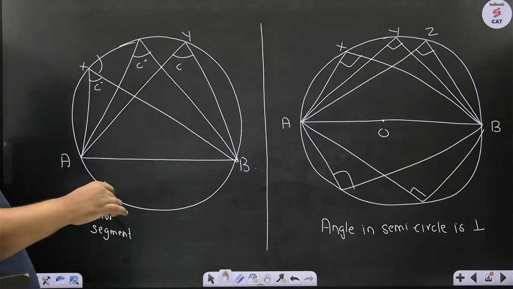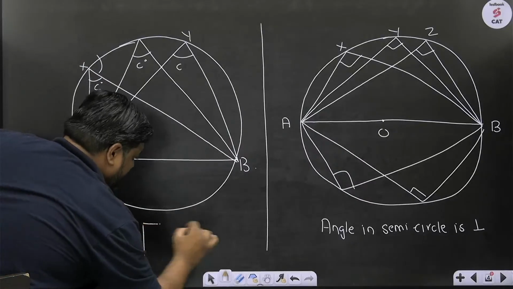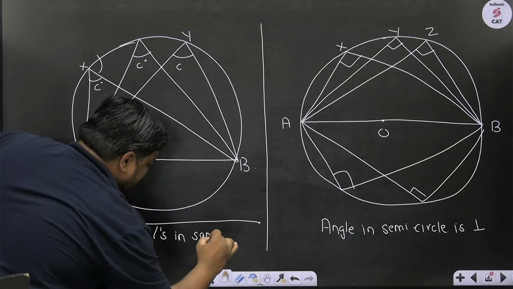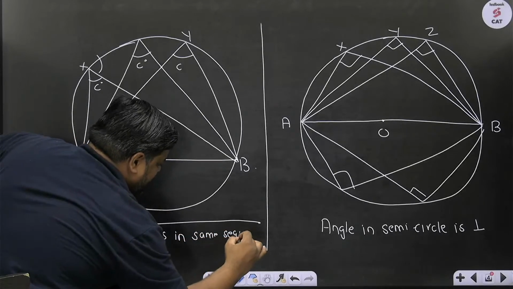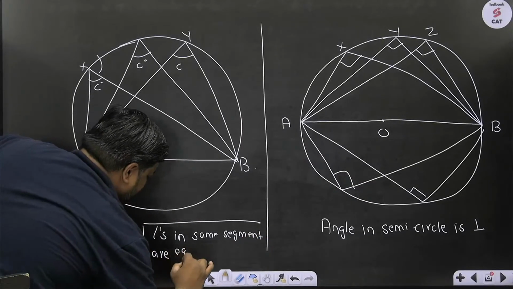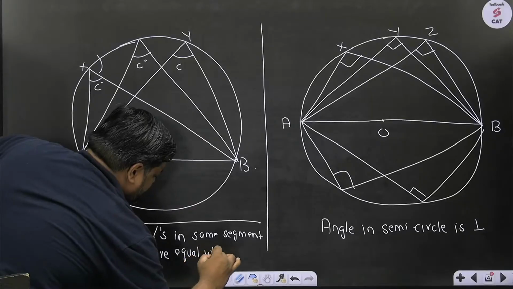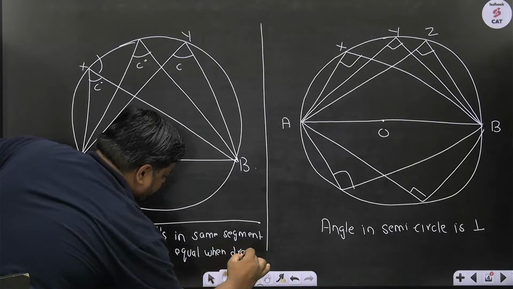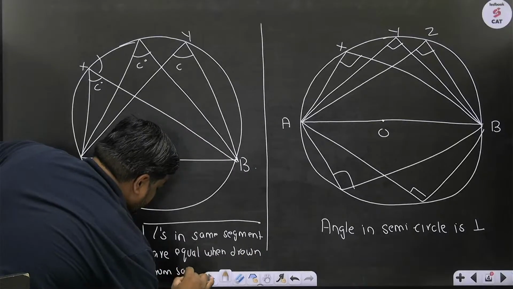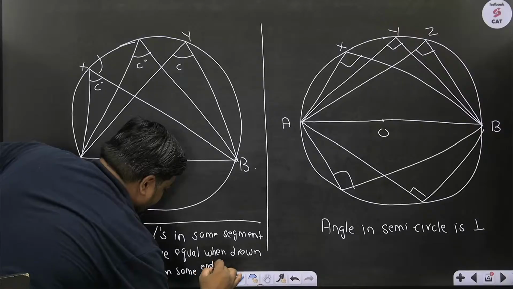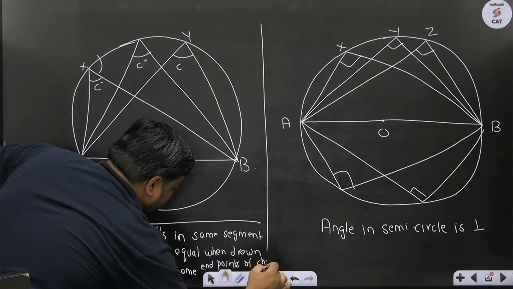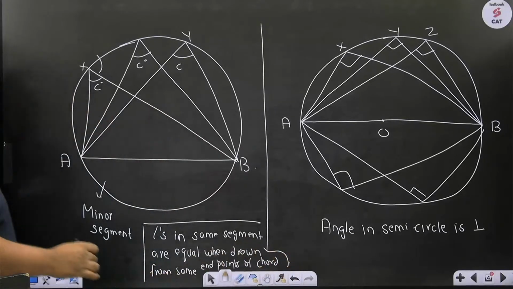Angles in same segment are equal when drawn from same end points of chord. खत्म बात. इजी टू अंडरस्टैंड.